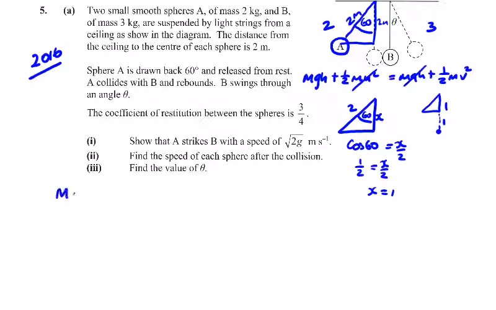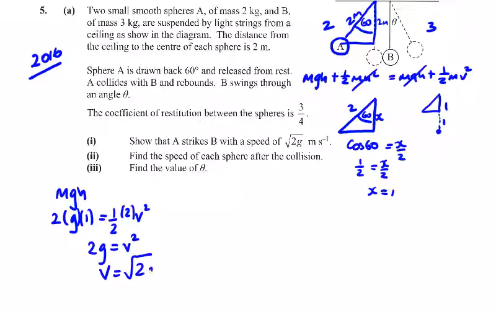So mgh becomes the 2 for the mass times g times 1 for the height. And that has to be equal to a half mv squared. A half mv squared, so 4g. Oh, need to put m in. 2. So 2g is equal to v squared. So v, the speed of impact, is the square root of 2g meters per second, which is what they were looking for.